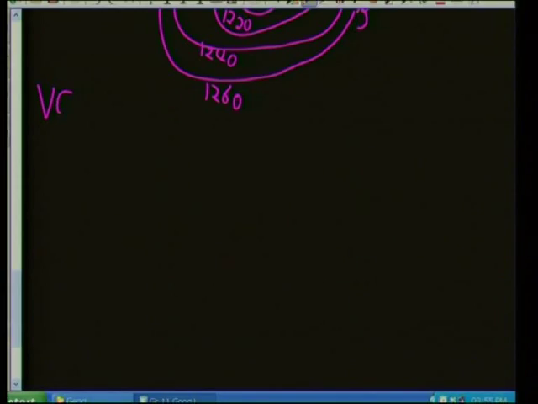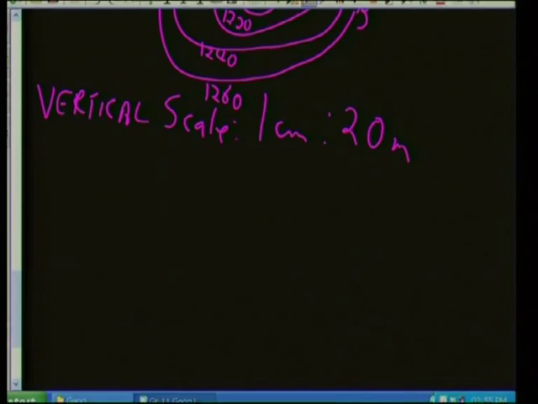Most occasions when we're doing cross-section, the graph, or the X and Y axis, is actually given to you. But another piece of information must be given to you, and that is your vertical scale. Let's say in this case, or in most cases, the vertical scale is 1 centimeter is to 20 meters, which then means that for every 1 centimeter vertically, it actually is 20 meters.